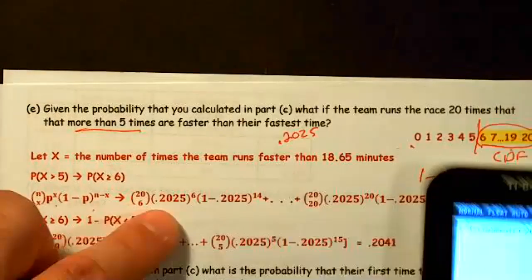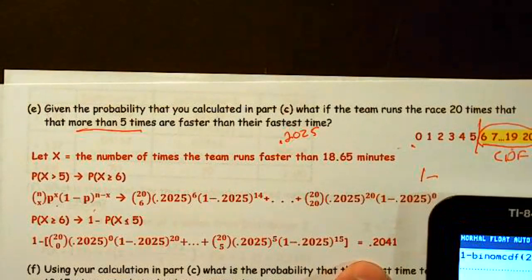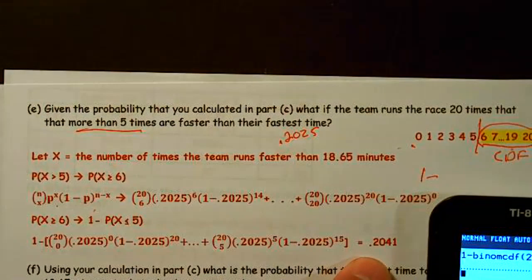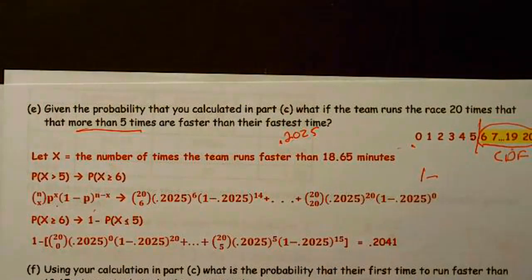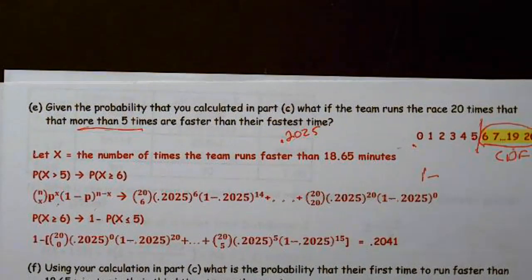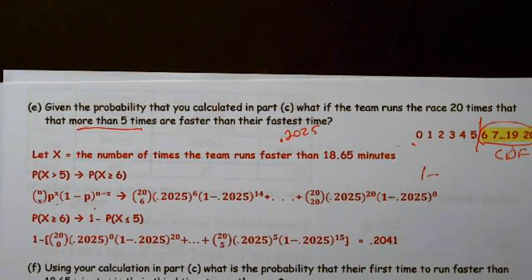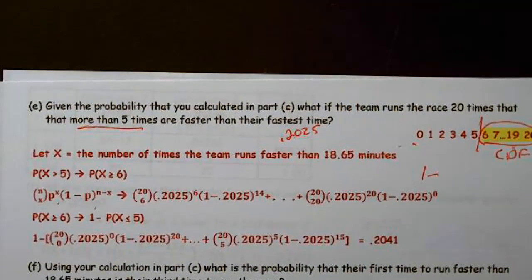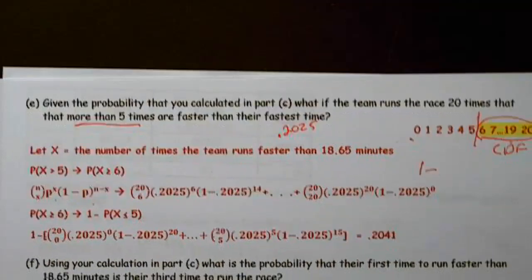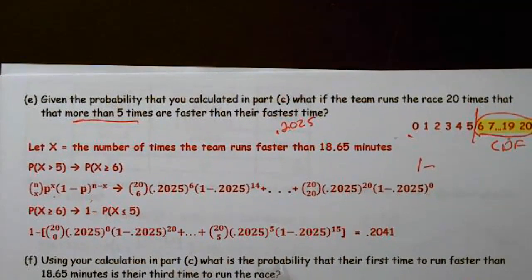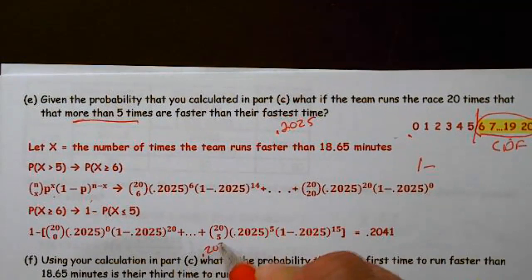There we go. So a little over 20% chance that if they run it 20 times, they'll have 6 or more times that are faster than their fastest time. So if they run it 20 times, we think there'll be about a 20% chance that there's 6 or more times that they'll run it faster than their fastest time. Using your calculation in part C, once again, we're referring to the 0.2025.